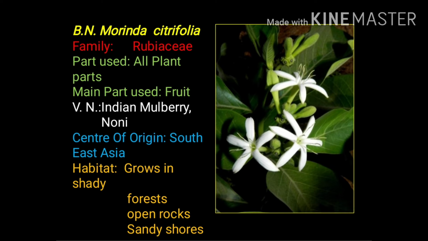The vernacular name of that plant is Indian mulberry, or generally in the Konkan area it is called noni. The center of origin of that plant is Southeast Asia. Habitat: mostly that plant grows in shady forests, open rocks and sandy seashores.